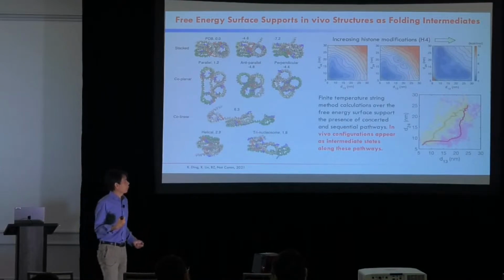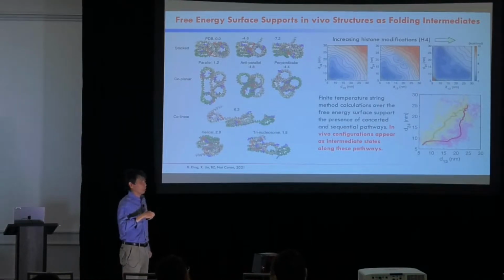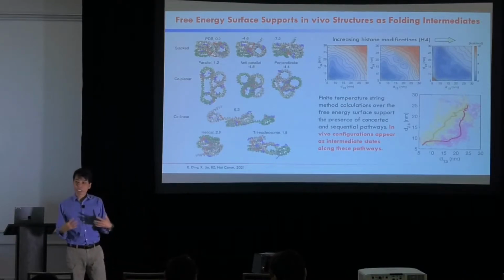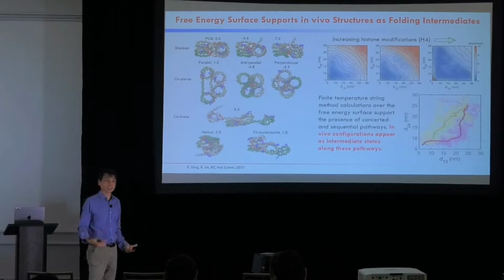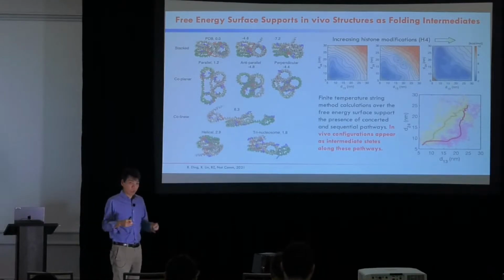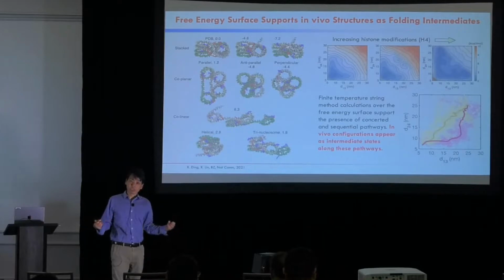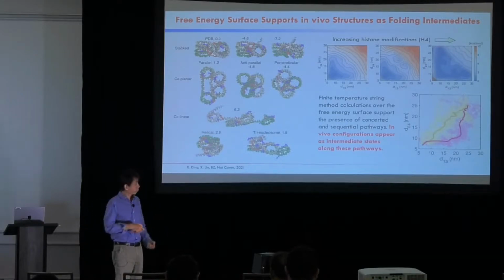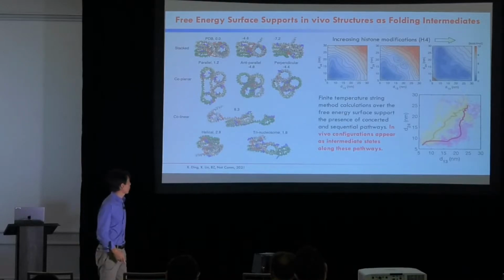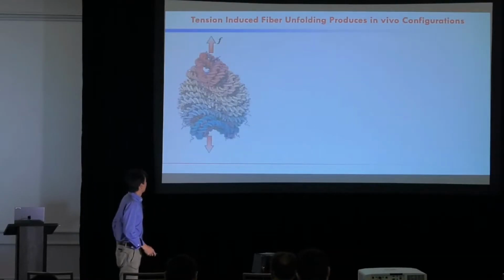Interestingly, we found that when we start to introduce histone modifications, which are frequently found in vivo, they also tend to stabilize the in vivo configurations. And that again supports the idea that maybe that's why we see those irregular configurations more often, because now the energy landscape is more tilted to favor those structures. Okay. All right.